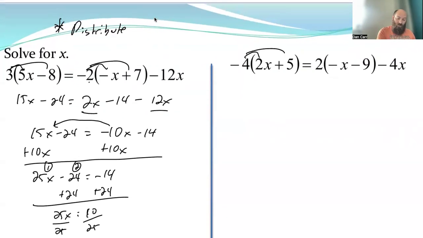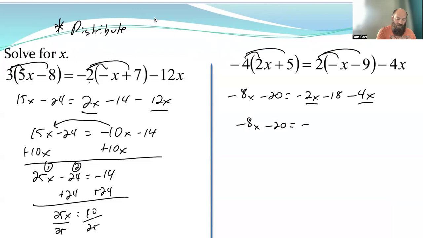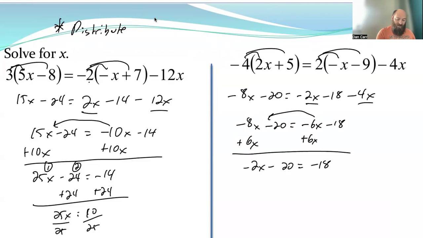Let's distribute to start right here. So that's a -8x minus 20 is equal to a -2x minus 18 minus 4x. So then I can combine my like terms. So I'm going to put these two together first. So -8x minus 20 is equal to a -6x minus 18. Now I want to bring the x over to the other side. So I'm going to add 6x over. That's -8 plus 6 is a -2x minus 20 equals a -18.